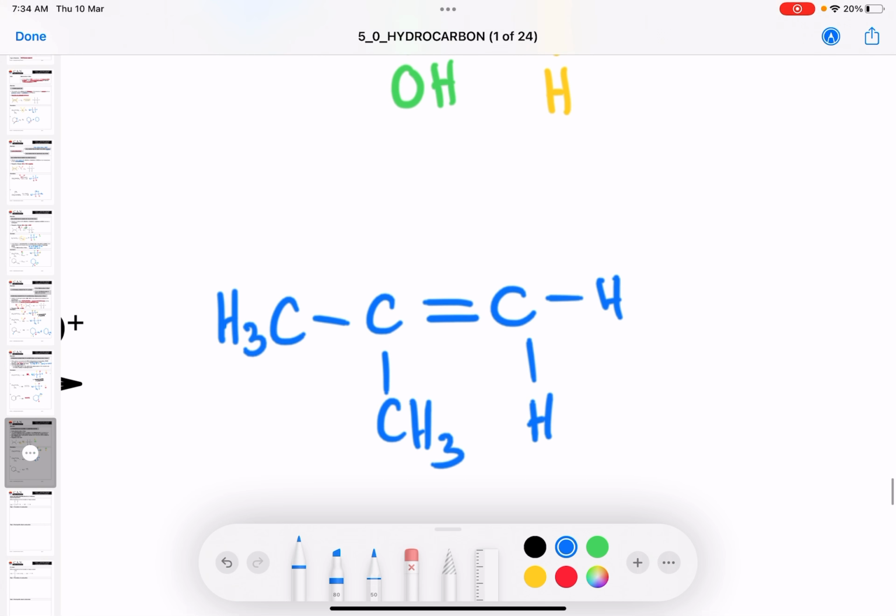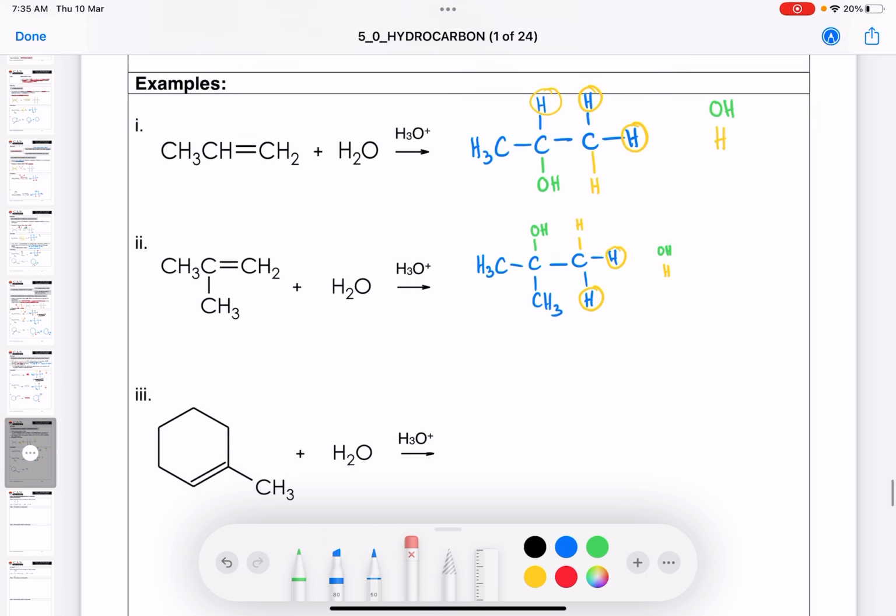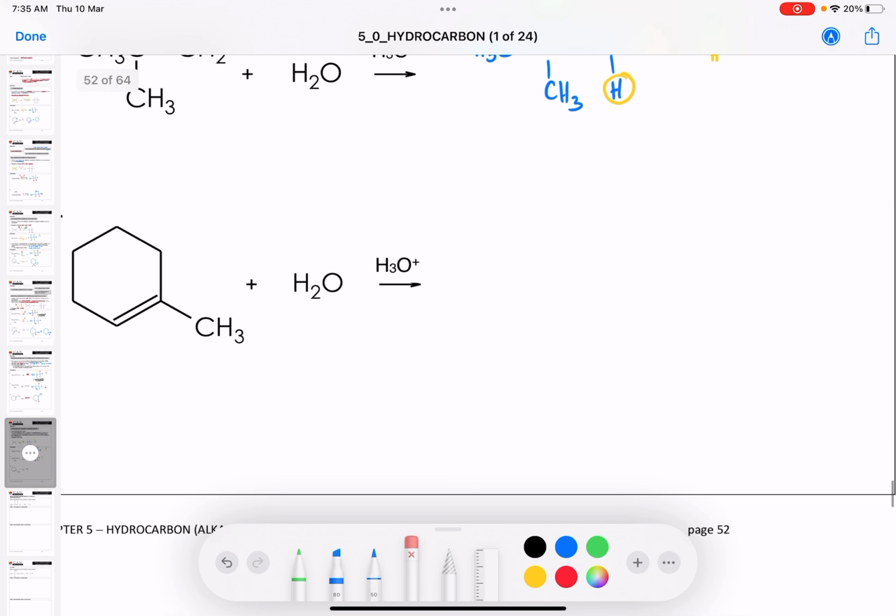Now let's see. We have carbon number 1, we have carbon number 2, we have OH, and we also have H. So where do they go? Okay, hydrogen will go here because it has 2 hydrogens. OH will go here because it has no hydrogen directly attached to it. So this one becomes a single bond. Okay, let's try number 3.